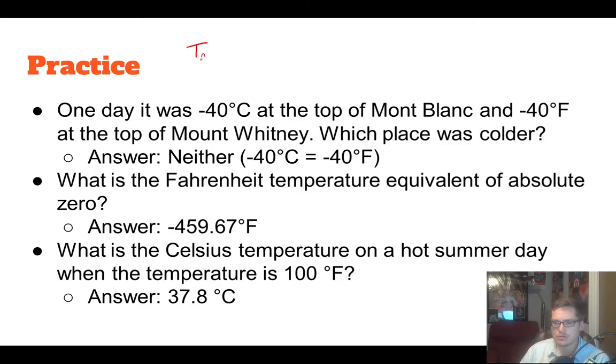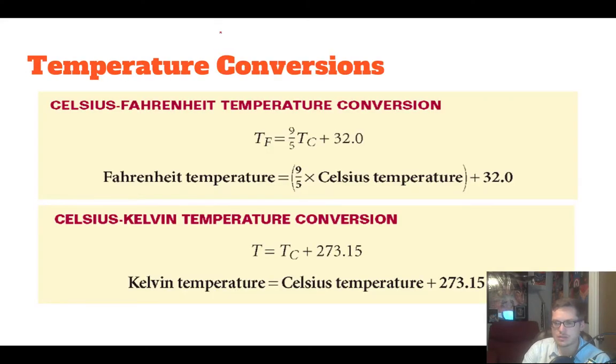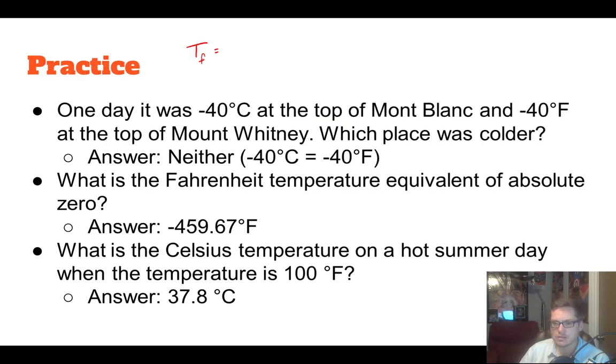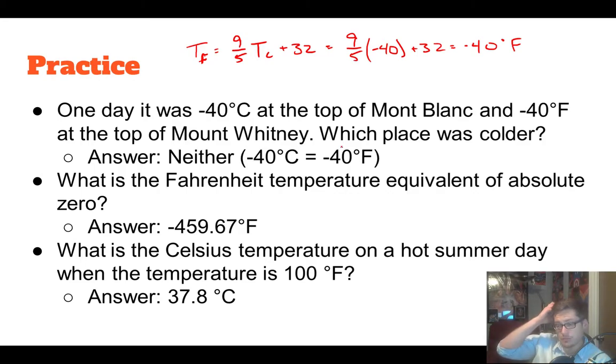We know that the temperature in Fahrenheit is equal to 9/5 T_C plus 32. So I should use a capital F for Fahrenheit. That means 9/5 times our negative 40 plus 32. Plug that into our calculator. We get negative 40 again. So at negative 40 degrees, these two are equal to one another. Neither of them is colder than the other.